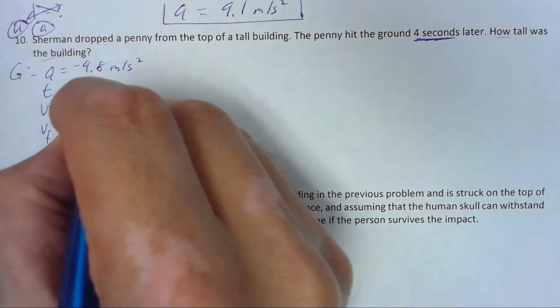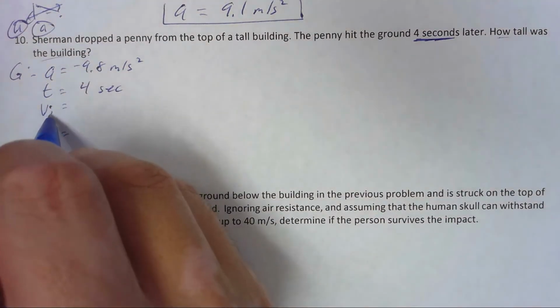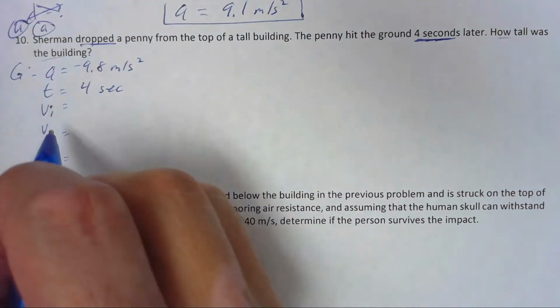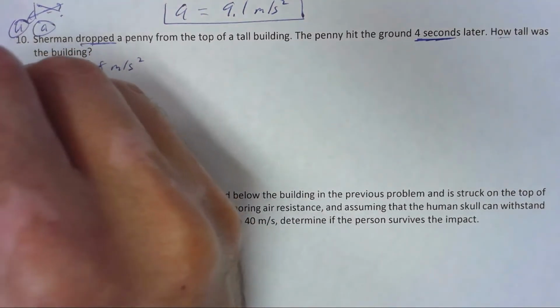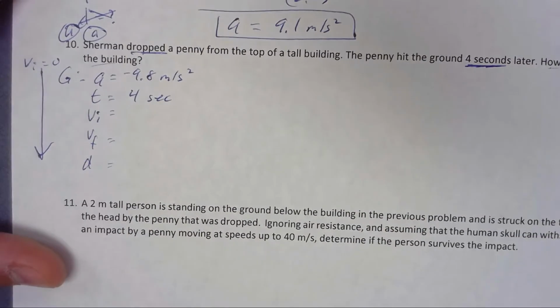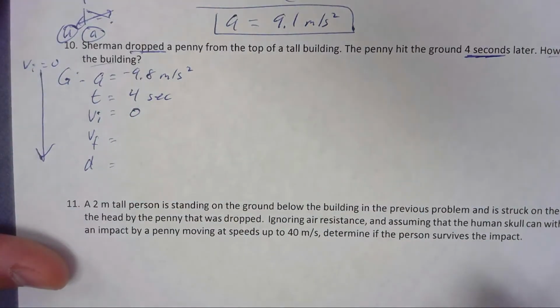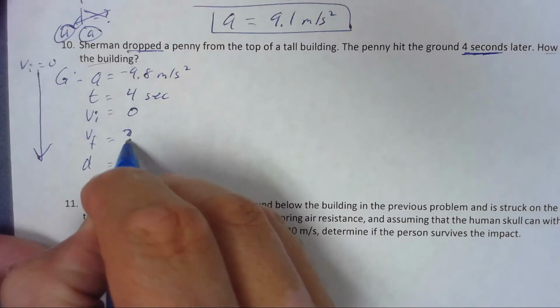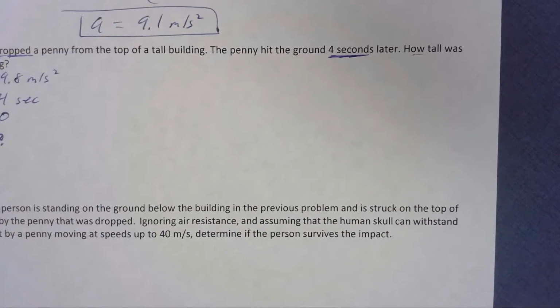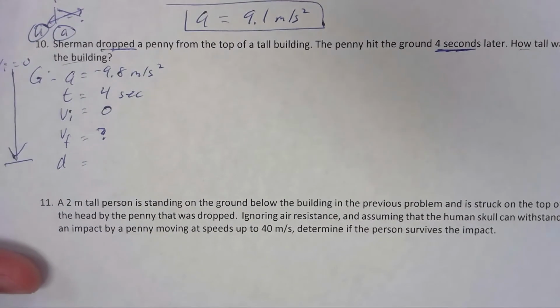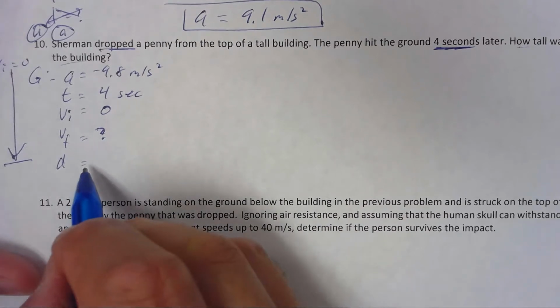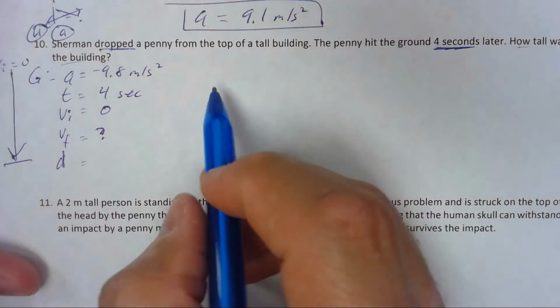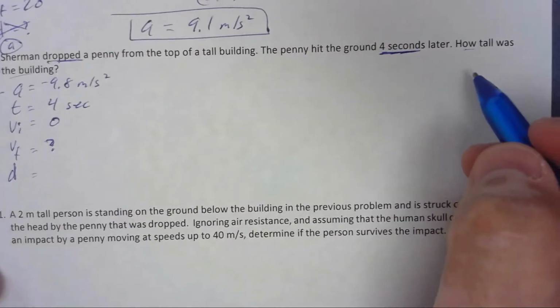It was 4 seconds. The VI, the penny's dropped, so the VI at the top is 0. Speed at the top is 0. VF, don't know that. Remember, that's the speed right before the penny hits the ground. We don't know. They don't tell us. And the D, the displacement, really is the question they're asking.